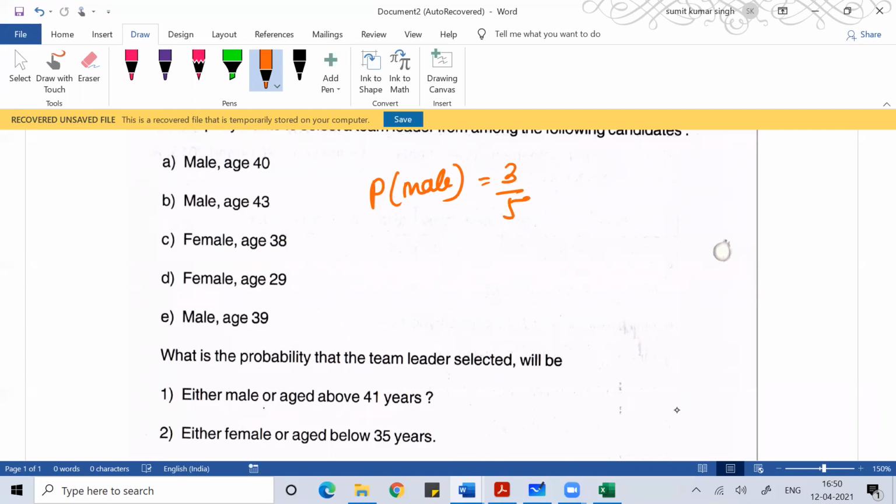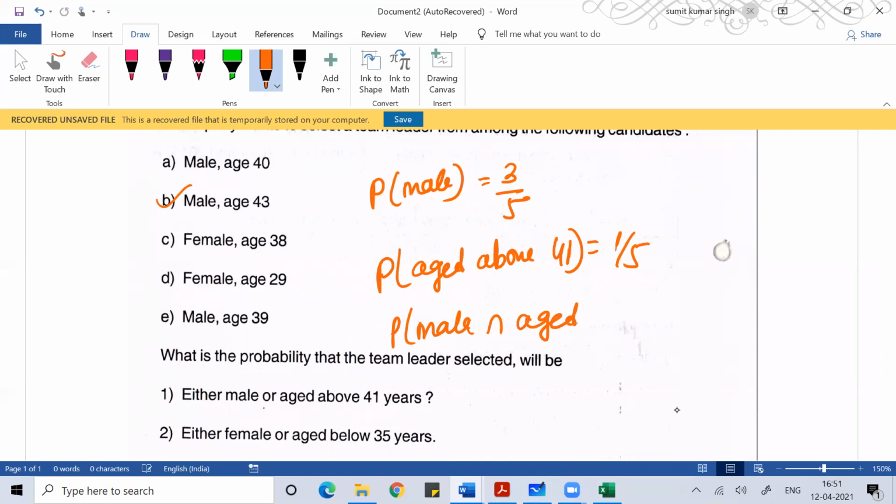Okay, either male or means A union B. Already explained union. Or aged above 41. How many are aged above 41? One. Okay. Anyone else? No. Above 41, there's only one person. So 1 by 5. Fine. I hope you understood. Now, is there anyone who's male and aged above 41? You understand? Yeah. So the same person above 41 is the male one.